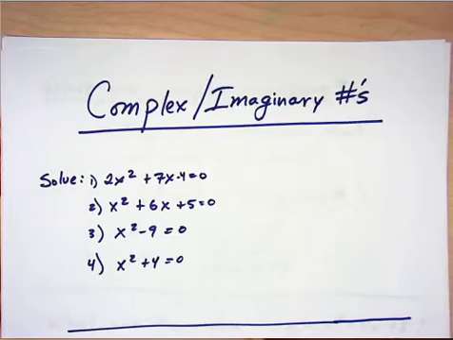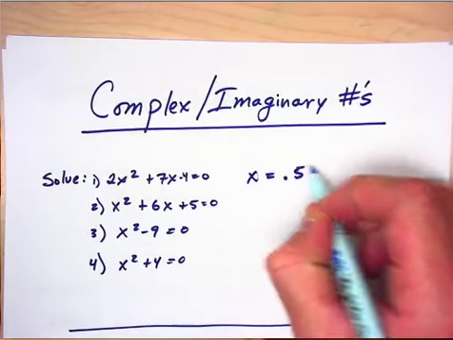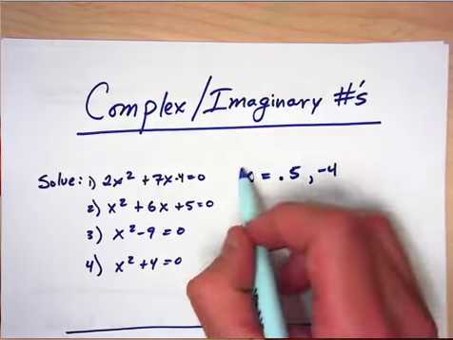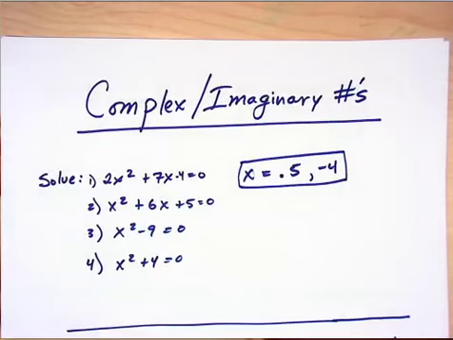Now I'm back. Now that you've hopefully had a chance to solve these, when you go through and solve the first one, hopefully you used the quadratic formula and you got an answer of 0.5 and negative 4. So x equals 0.5 and negative 4. If I were to ask you what the roots of this first equation are, if it were to say y equals and I asked you to graph it, the roots would be 0.5 and negative 4.